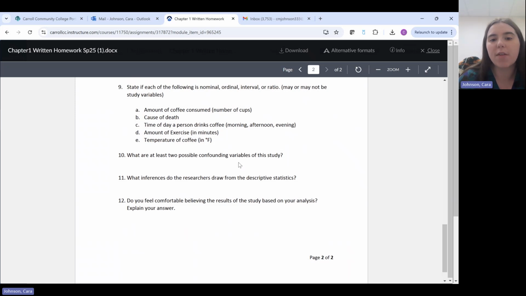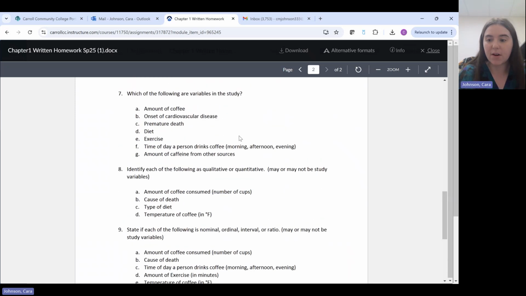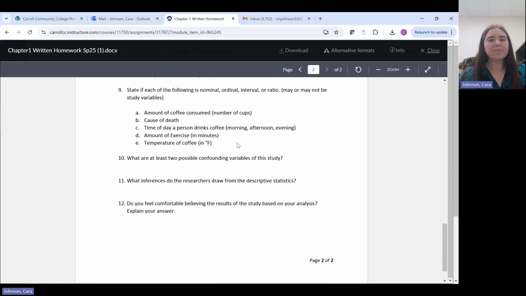And then, what are at least two possible confounding variables of the study? What are two outside effects other than the main variables of the study, which is what you're focusing on in number 7? What are the main variables in the study? What is the main focus of the study? So for number 10, what are two possible things that could have influenced the study outside of the main variables? That is also somewhat open-ended, so think carefully about that. And what inferences do the researchers draw from the descriptive statistics? So basically, what are their conclusions? And then, do you feel comfortable believing the results of the study based on your analysis? That is open-ended. Just give me a good explanation either way.